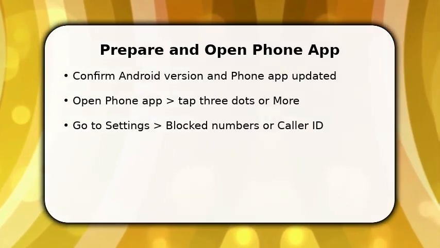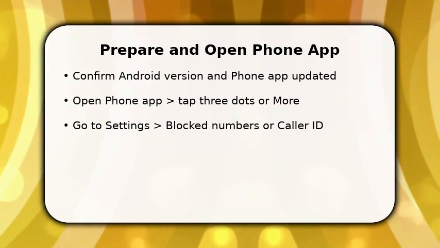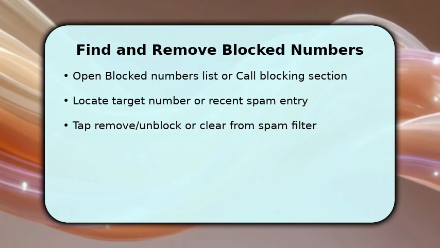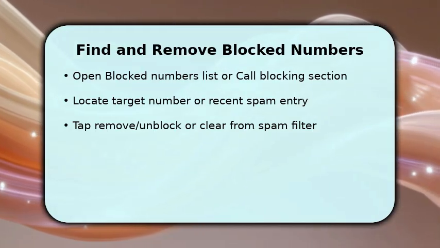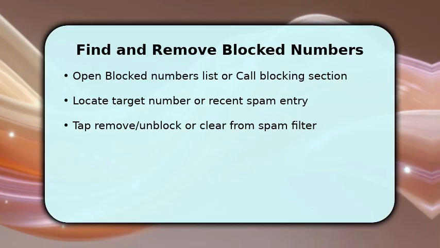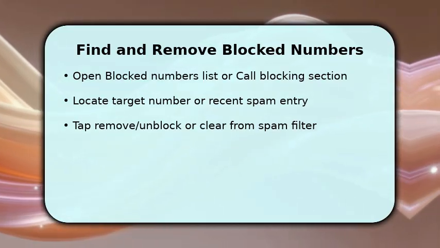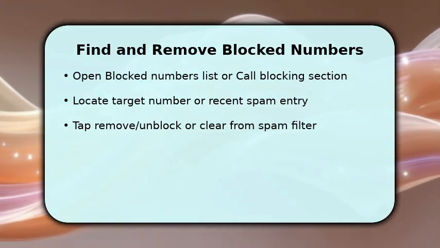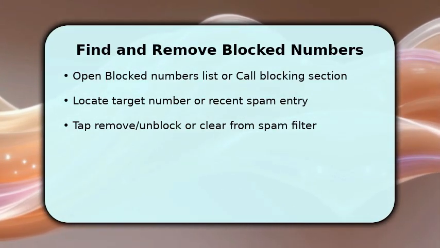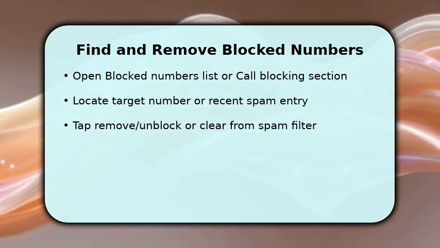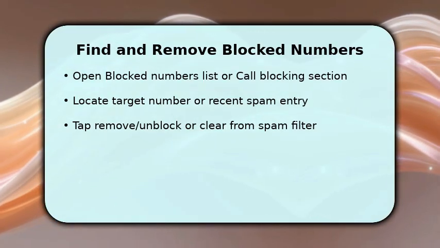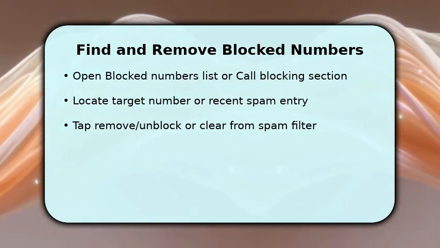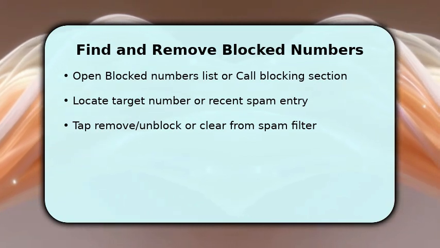Now locate the list or toggle for blocking so you can begin unblocking specific numbers. Once inside the blocking menu, scan the blocked numbers list or call blocking section for the entry you want to restore. If the number is in recent calls, tap it and choose more details. From there, select unblock or remove. If it's labeled as spam by a filter, open caller ID and spam settings and inspect filtered calls. Make sure to confirm any prompts to unblock. Removing the entry tells Android to stop rejecting calls from that number and lets future calls ring through normally.